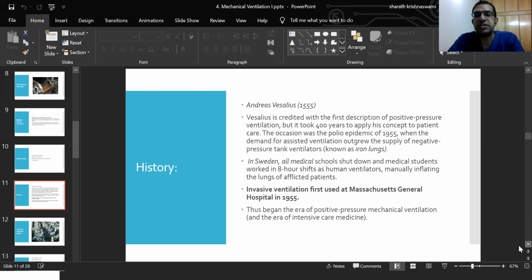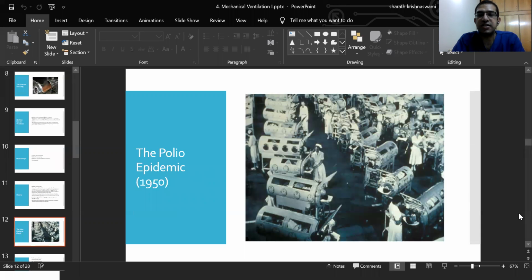The invasive ventilation was first used at Massachusetts General Hospital in 1955. And that was when the era of positive pressure mechanical ventilation began, and the same era of intensive care medicine was started. What you can see here is a picture of the polio epidemic that occurred in 1950, and the nurses tending to all the patients whose breathing has been assisted by the iron lung.